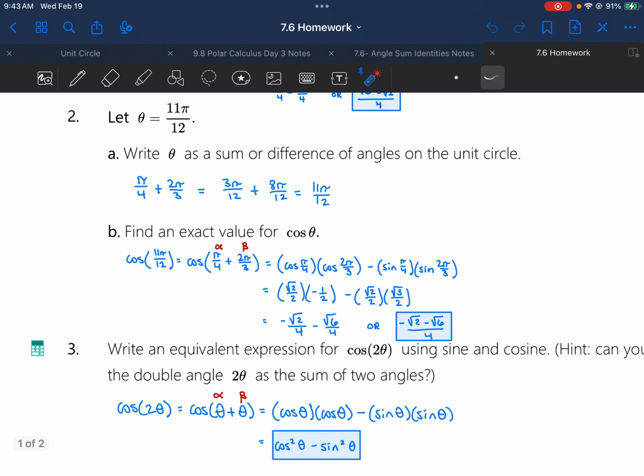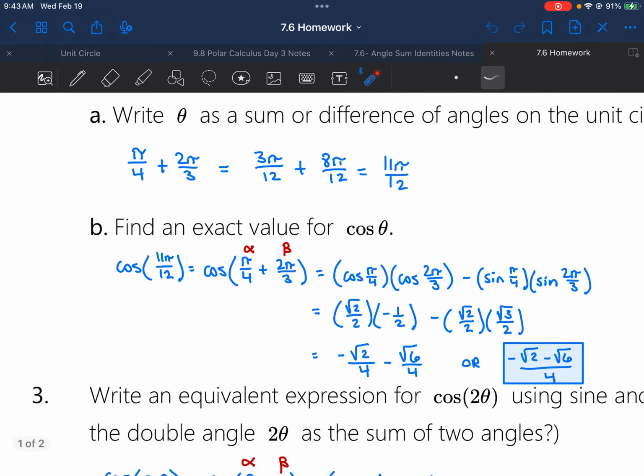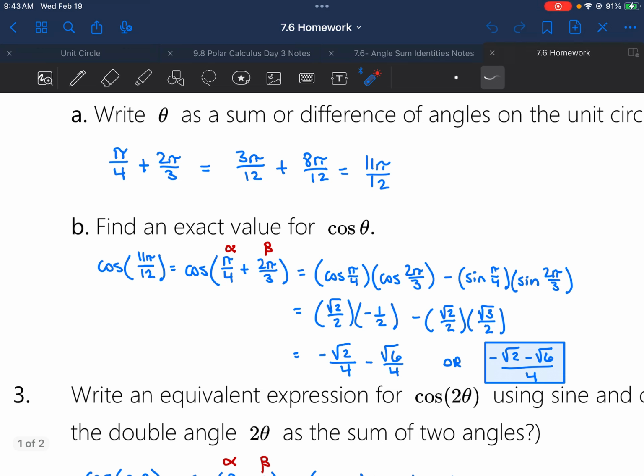Number 2, similar idea, different angle. Let theta equal 11 pi over 12. Well, 3 pi over 12 plus 8 pi over 12 would give you 11 pi over 12. 3 pi over 12 is pi over 4 when you reduce it. 8 pi over 12 is 2 pi over 3. And these are both from the unit circle. So, same idea. We want to calculate the cosine of 11 pi over 12. We're using pi over 4 plus 2 pi over 3 to get 11 pi over 12.